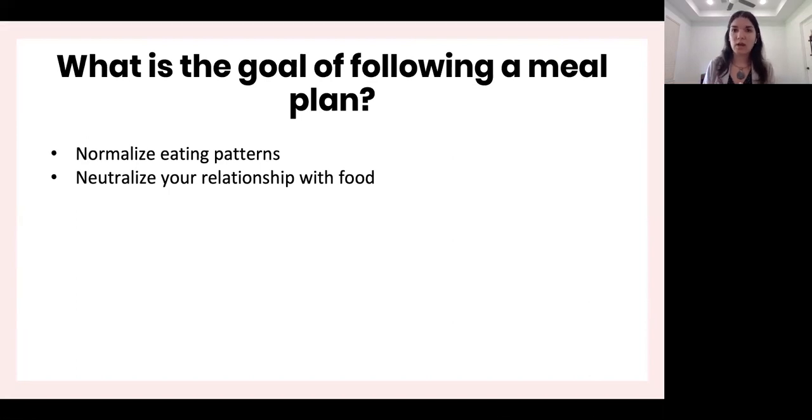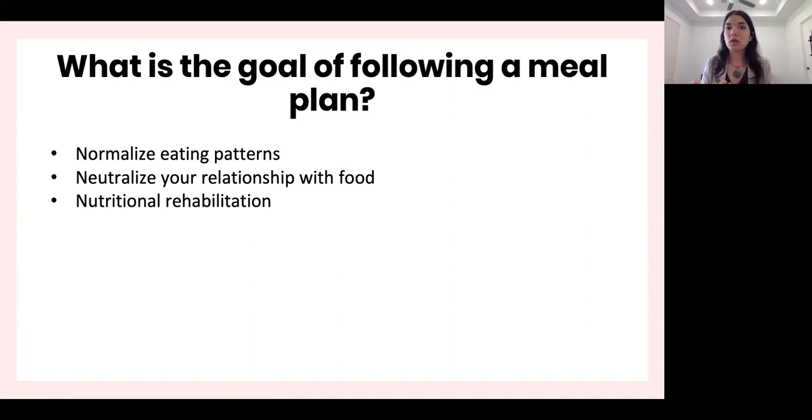So we work on that. Dietitians work with their clients to normalize that relationship with food so that it doesn't have that connotation. We also want to work on nutritional rehabilitation. What do I mean by that?